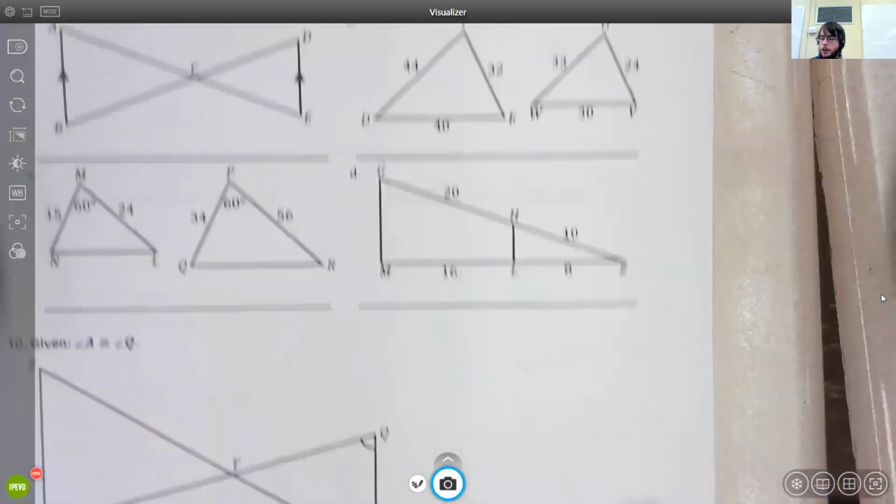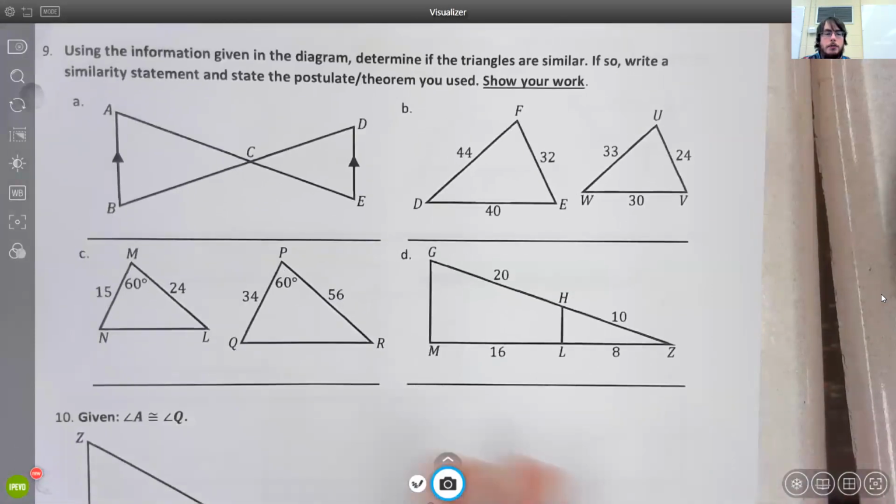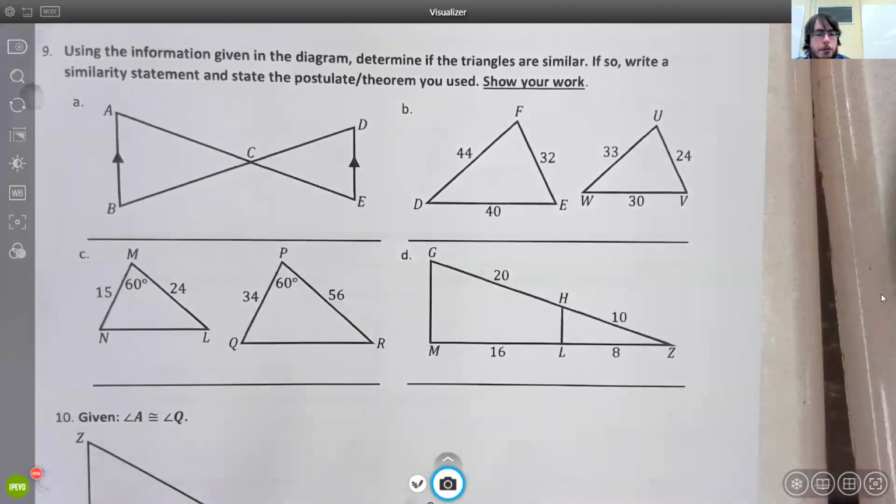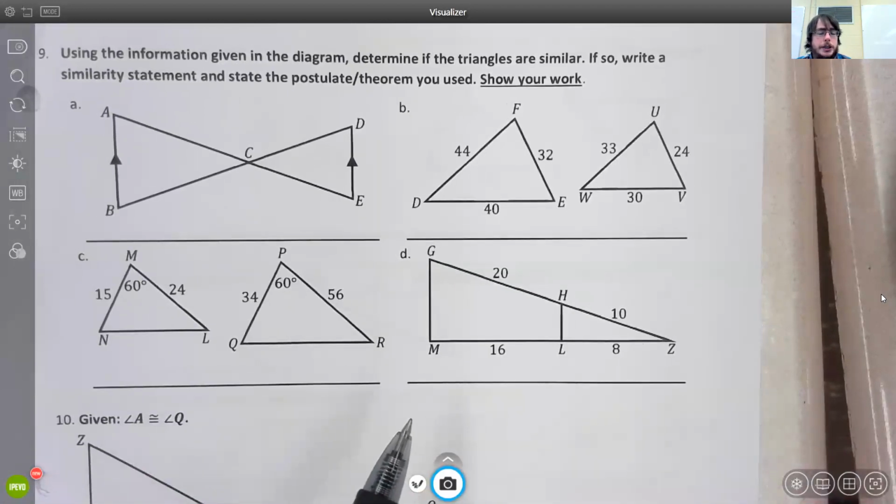All right. Number 9 would have been determining if triangles are similar and writing the similarity statement, state the postulate, and all that stuff. But we don't need to worry about that. We did plenty of that in the other bit. If you want to try those out, and figure it out, you can pause the video and then I'll tell you what the answers are. But otherwise, we'll move on with the video.